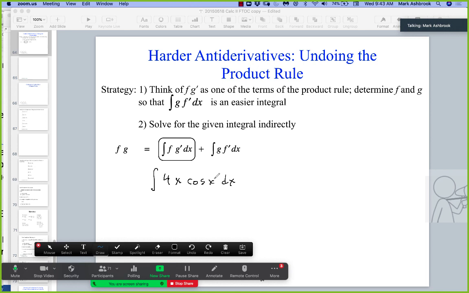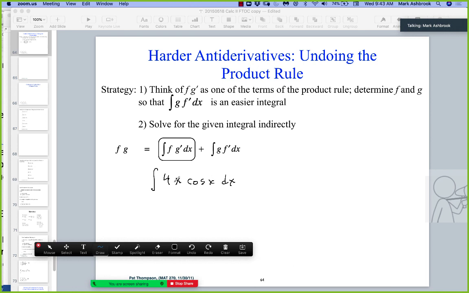If this were cosine x squared, then yeah, we would be undoing the chain rule because we essentially have its derivative over here. But with cosine x and 4x, it does not qualify for undoing the chain rule, so we did undoing the product rule. And then we looked at x squared e to the 3x.